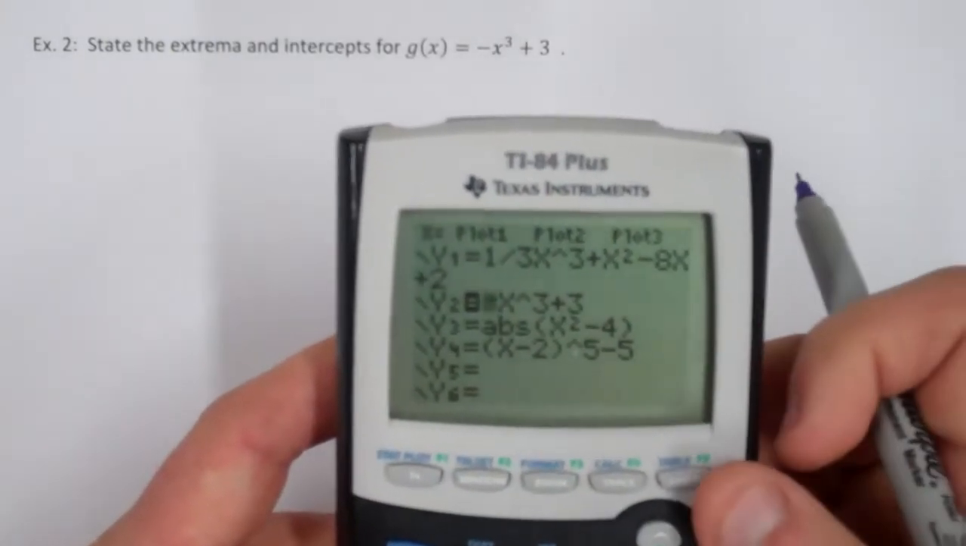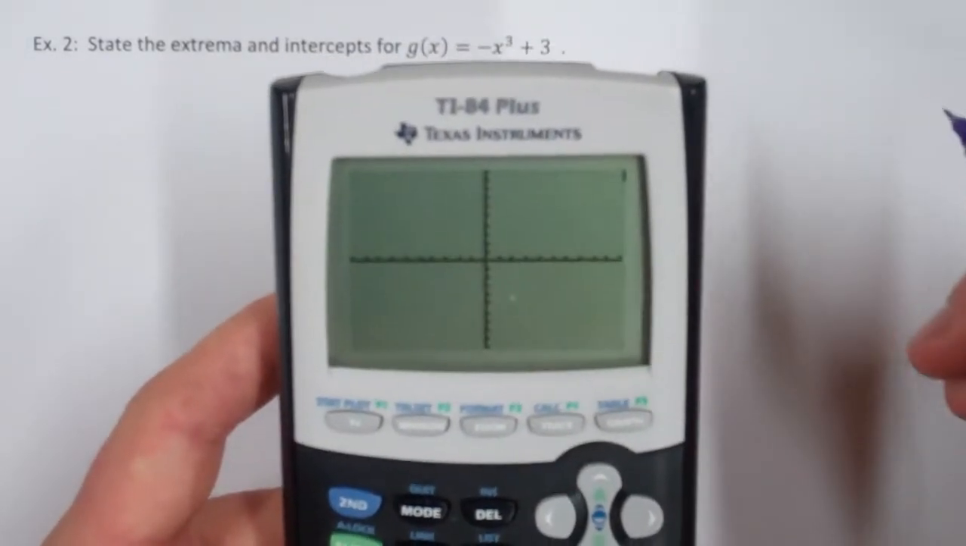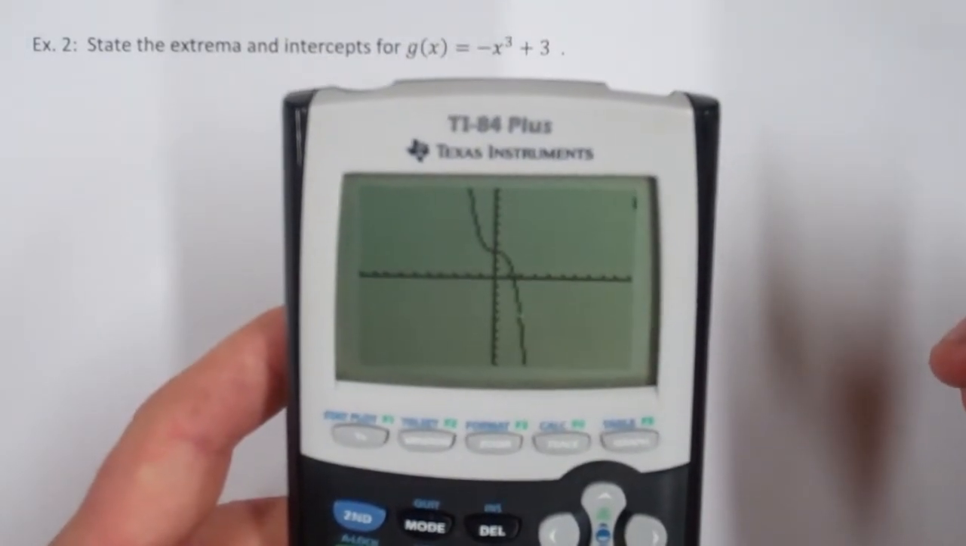Take a moment to type this in. You can hit pause if you need to. We'll hit zoom 6 to get a nice viewing window for this one. We'll see what's happening with it.